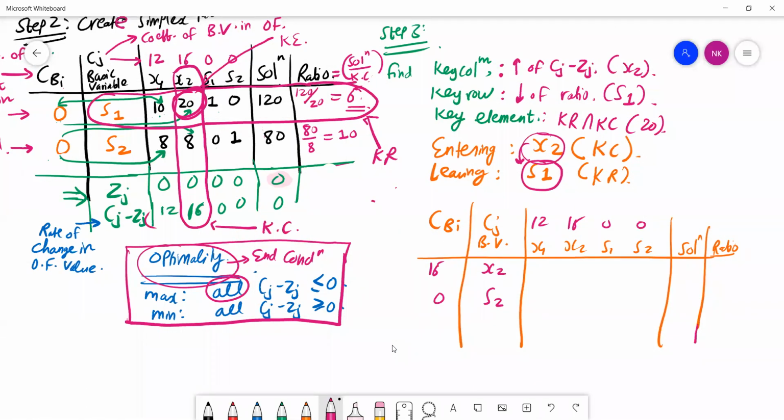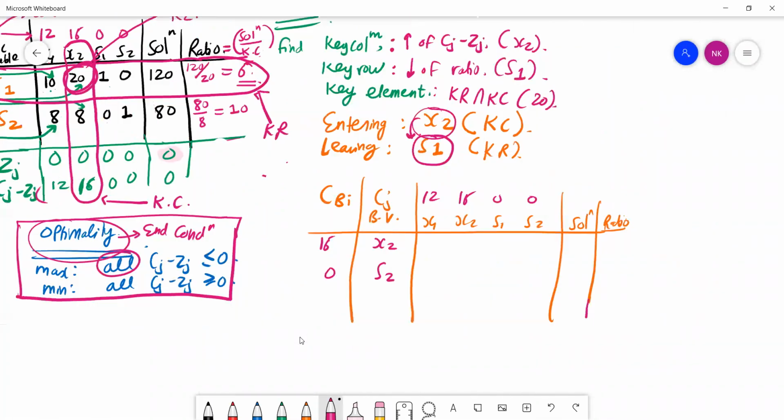Okay, last formula in this particular question. Last formula that we will be considering in this particular question.